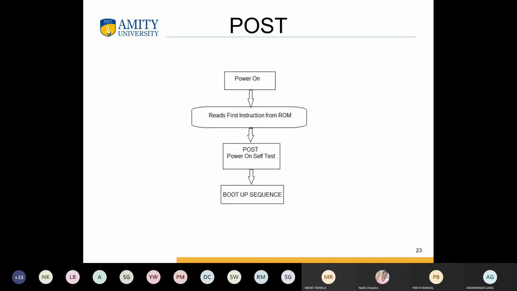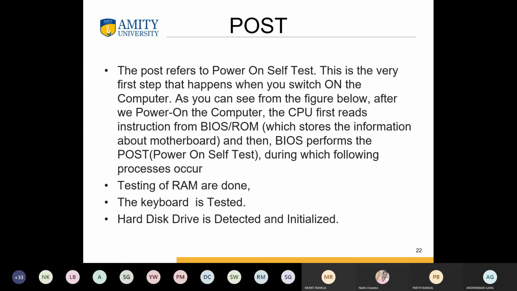And once this test is over, and it notifies you of the condition if any error is there, or if it is working fine with the minimum configuration, then it will start with the booting up sequence. Fine. And from there, your operating system will start booting into the memory, and then you can work with the system. Is it clear, the term that we have discussed earlier, the power on self test? Now is it clear?